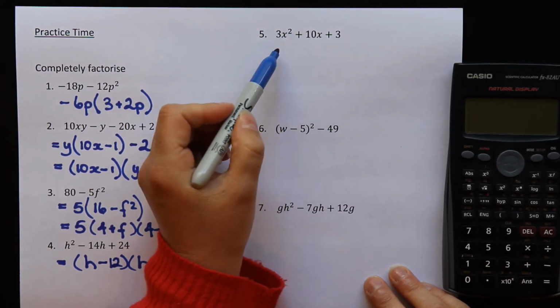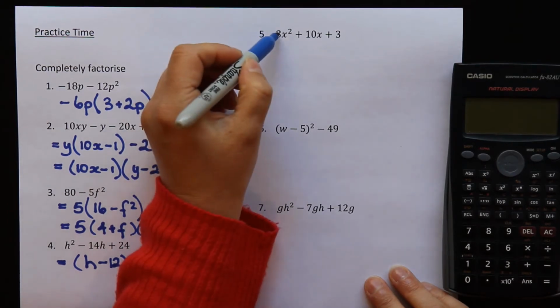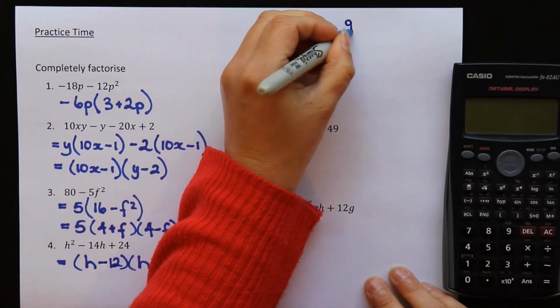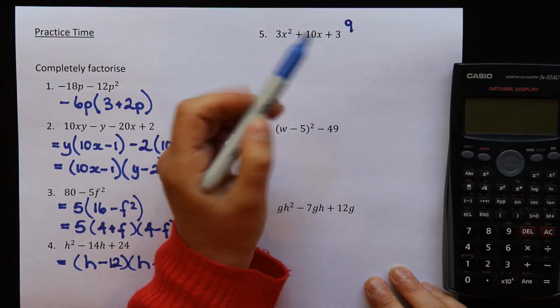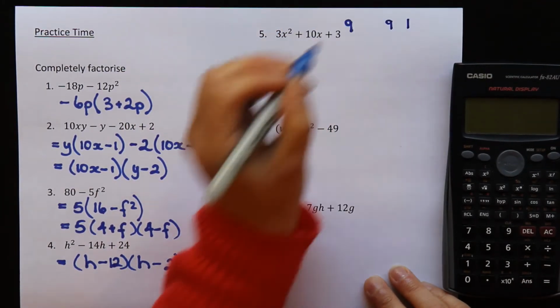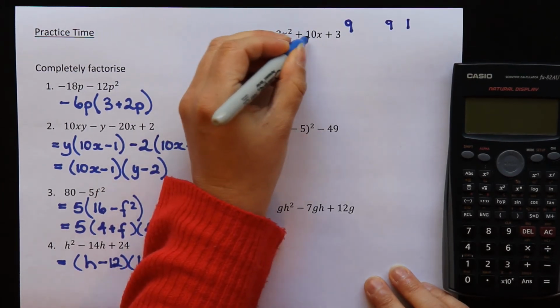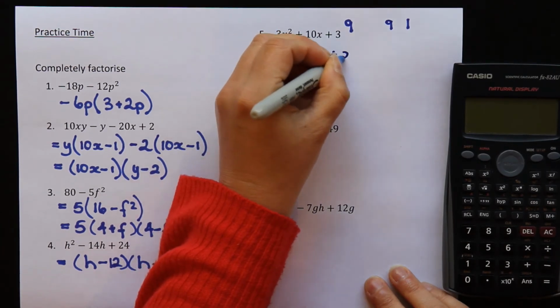Question 5. 3x squared plus 10x plus 3. I can't take out a common factor, so this is the harder trinomial. Times the 3 at the front with the 3 at the back, which gives a 9. I'm looking for two numbers that times to give 9 and add to give 10. Well, that would be 9 times 1. So let's write that over here, a 9 and a 1. So let's rewrite the question by breaking the middle term to be a 9x and a 1x.